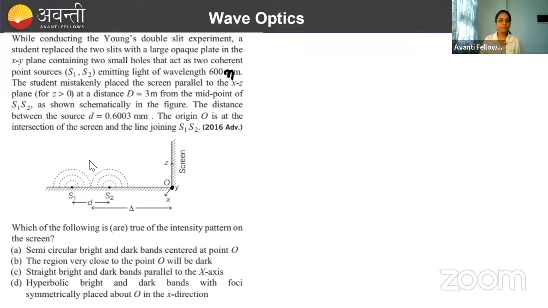Chalo. There is a question on the screen. I hope you all can see. Everyone can see the screen? Is the question visible to everyone?